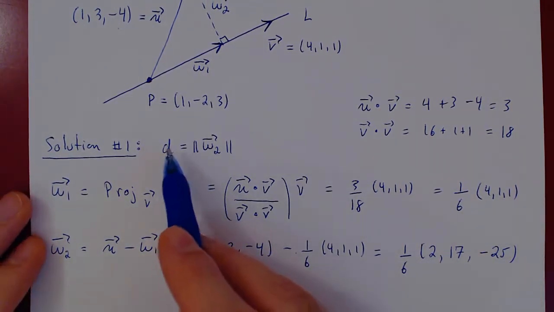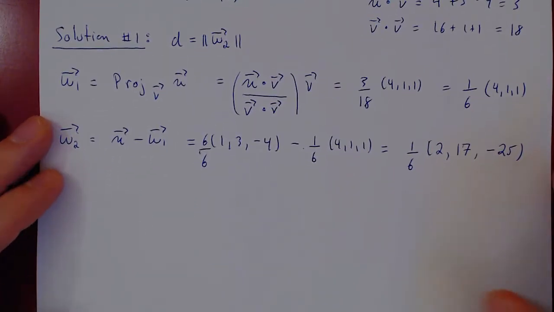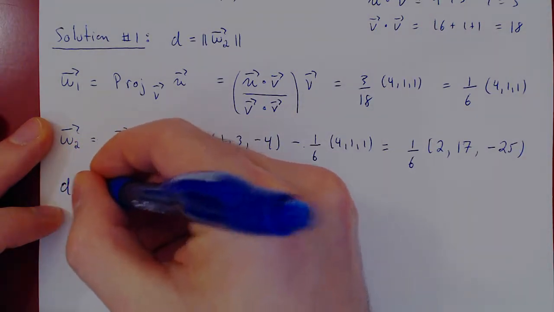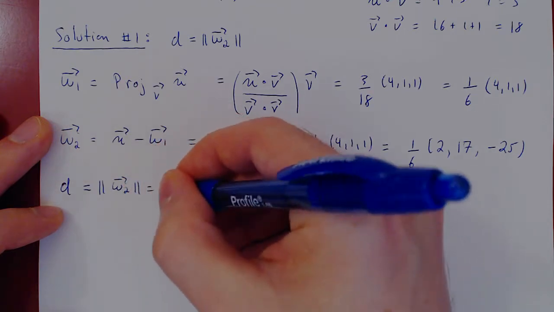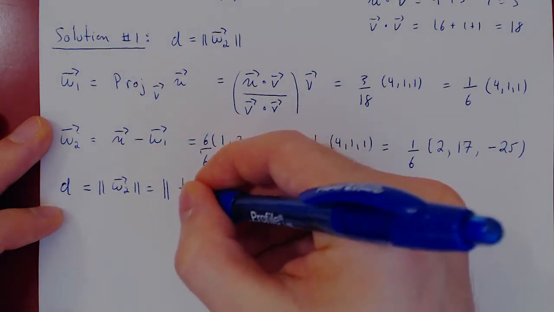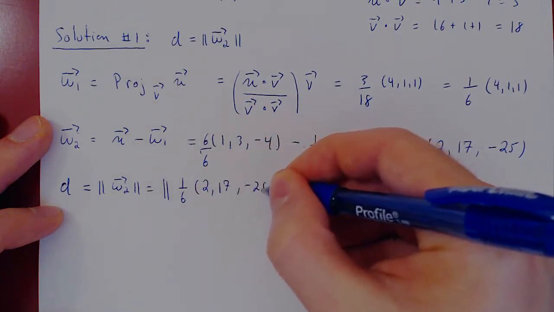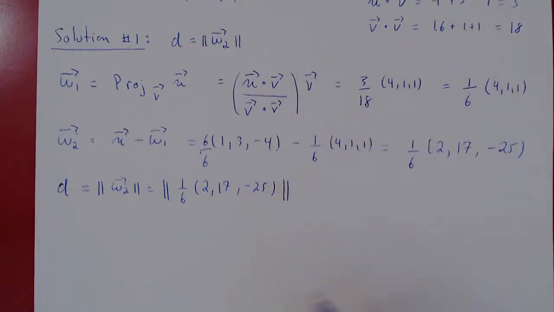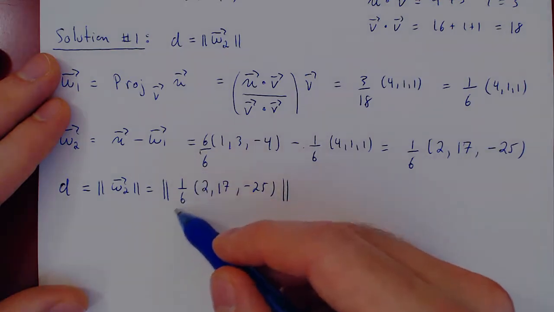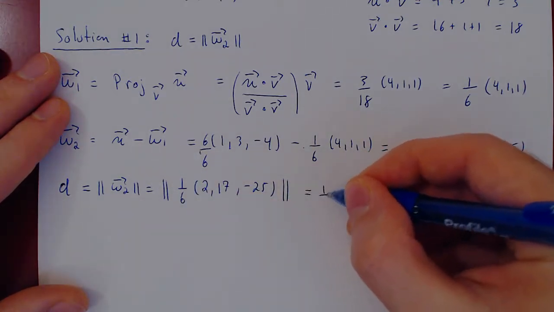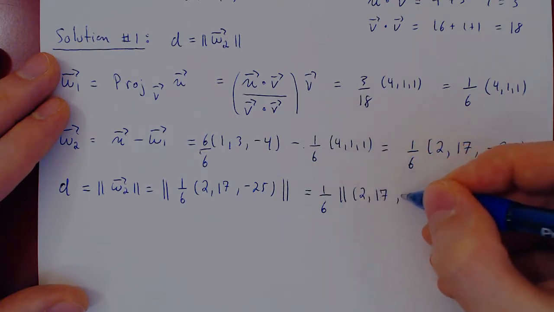And now, the distance is the norm of this vector. So let's compute the norm of this vector, and we'll have the distance, which will be our first solution. This is the norm of W2, the norm of the vector 1 over 6 times 2, 17, negative 25. As always, don't bring this into the vector and then find the norm. Factor the 1 over 6 outside. So 1 over 6 times the norm of the vector 2, 17, negative 25.